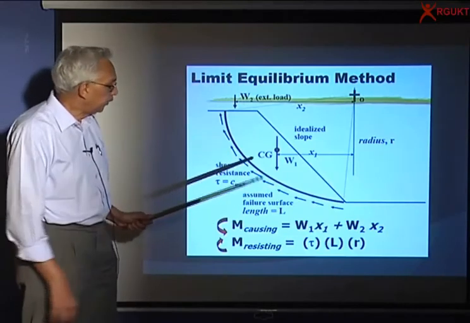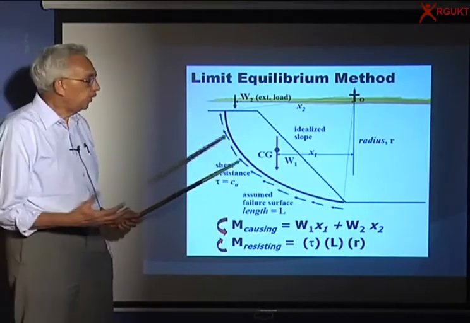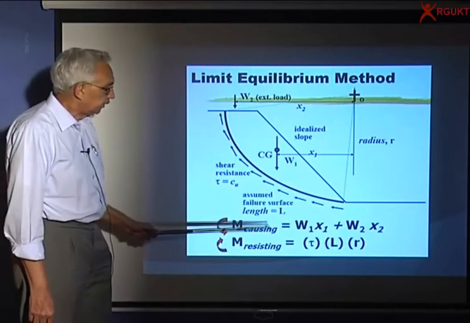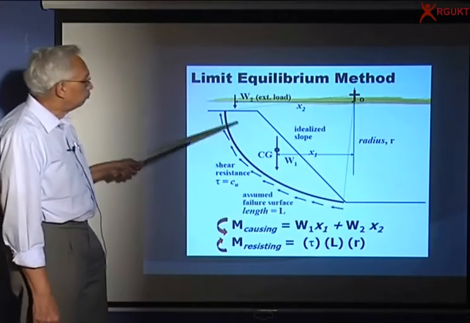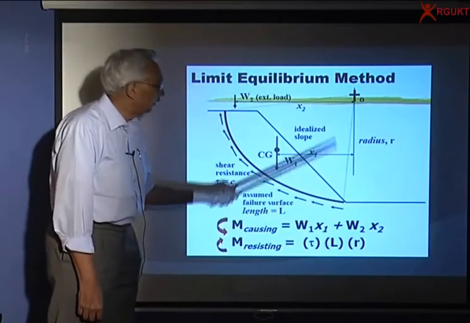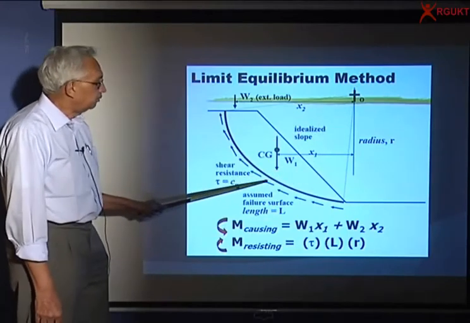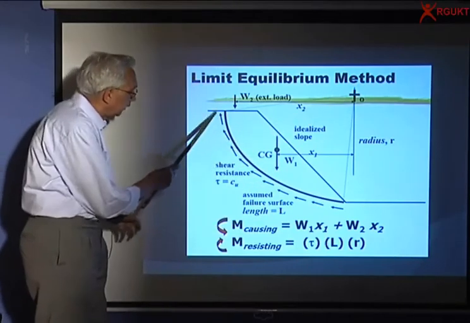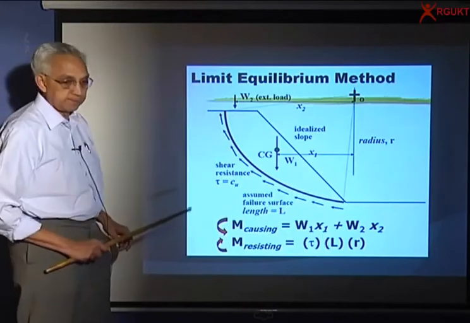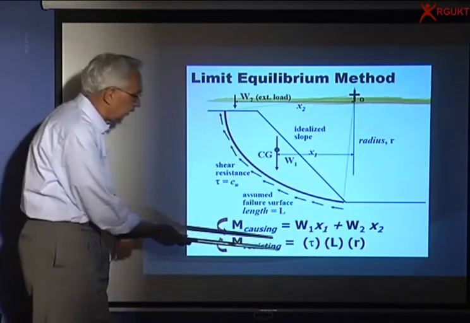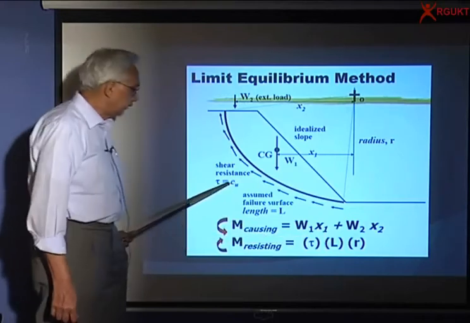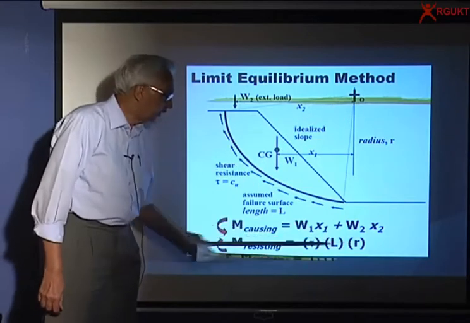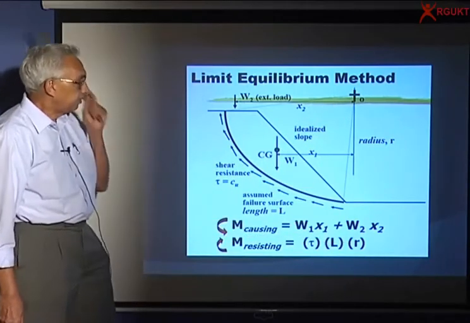In the case of a purely cohesive soil, suppose I have only cohesive soil, then the only strength we get is the undrained strength Cu. So the strength mobilized is equal to Cu into this arc length L, which is equal to the radius r times this angle theta. And what is the moment? Because all these forces are at a radial distance r, the resisting moment is equal to tau, that is Cu into the length of the arc, which is r into this angle theta, and into r. So you can get the factor of safety by this simple approach.